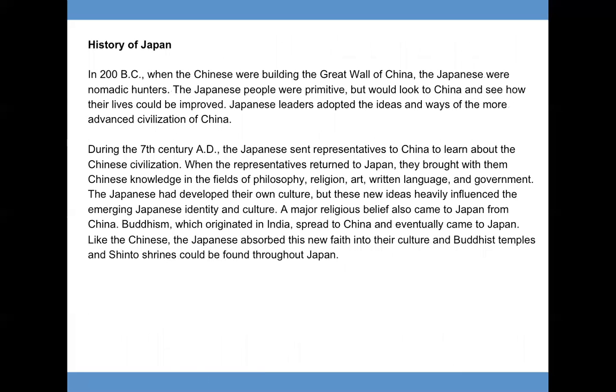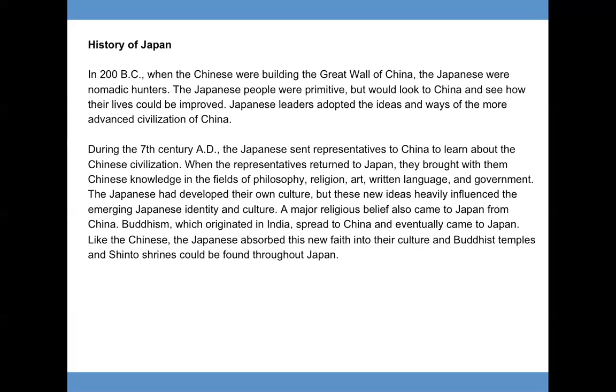History of Japan. In 200 BC, when the Chinese were building the Great Wall of China, the Japanese were nomadic hunters. The Japanese people were primitive but would look to China and see how their lives could be improved. Japanese leaders adopted the ideas and ways of the more advanced civilization of China.